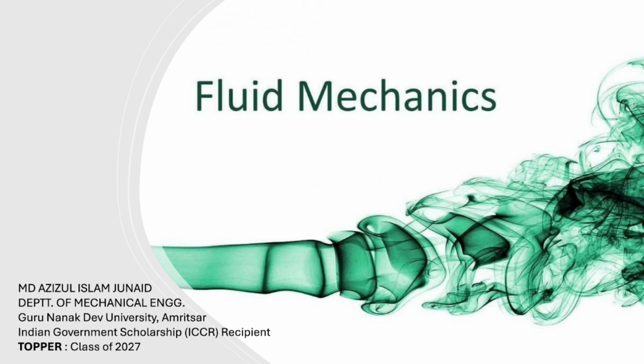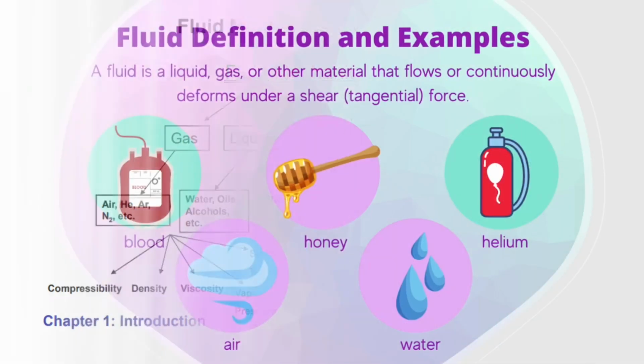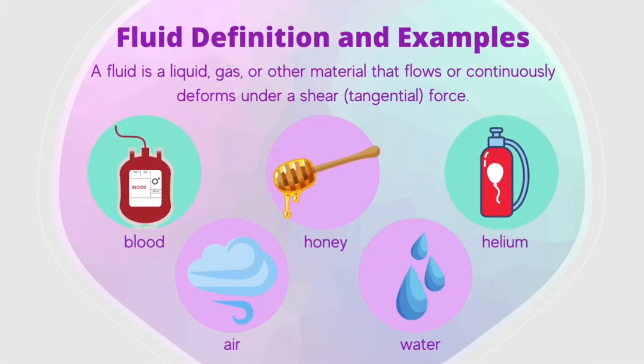So first of all, I'm going to talk about fluids a little bit. What is a fluid? How do you define a fluid? A fluid is a liquid, gas, or other material that can flow and continuously get deformed under a shear force. So suppose you have two objects. Here you have a solid object and here you have a fluid.